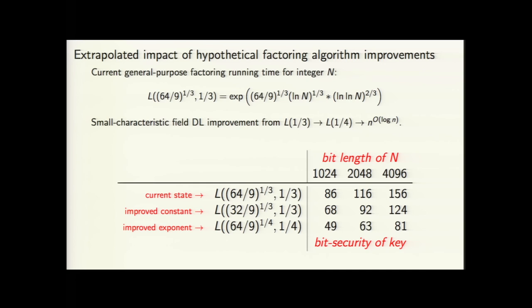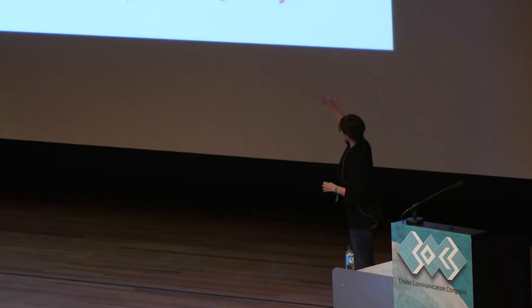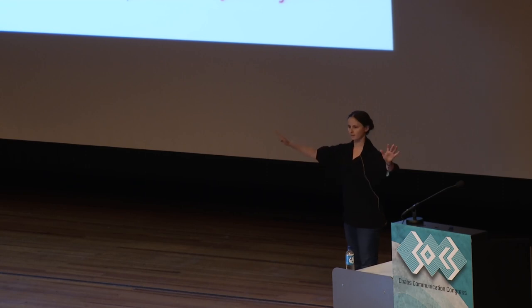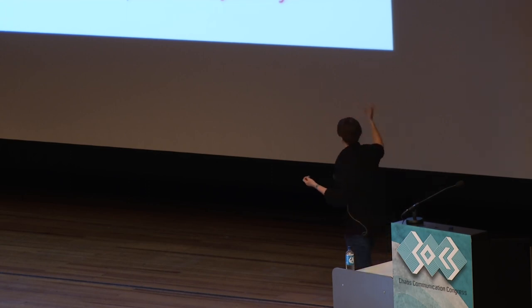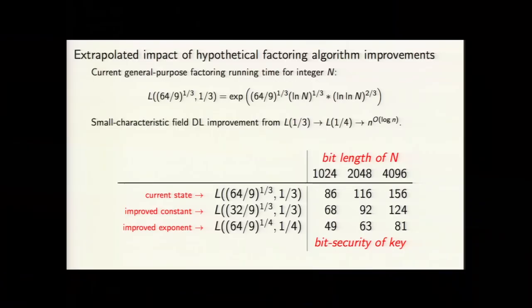So this is just a very hand-wavy chart. The top line is the current state of the art. If you just sort of blindly take this running time to try to estimate the bit security of different sizes of RSA keys, for a 1024-bit RSA key, this equation gives you an 86-bit security, which is approximately right. So we'll just take this as our ground truth. So 2048 bits should have 116-bit security, and 4096 bits should have 156-bit security.